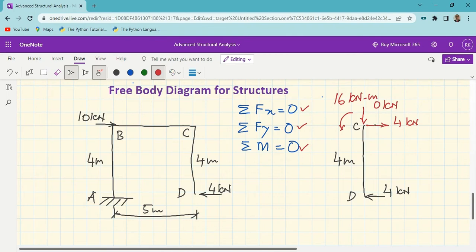So I have adjusted summation fx. To get summation fx equal to 0, I need to adjust this 4 kilonewton acting towards right at C. Since summation of forces in y direction is already equal to 0, so there is no need to adjust, but I have adjusted with 0 kilonewton. And acting moment at C is 16 kilonewton clockwise. There must be anti-clockwise moment so that the structure is balanced. So we can say the structure CD or the free body diagram CD is under static equilibrium.